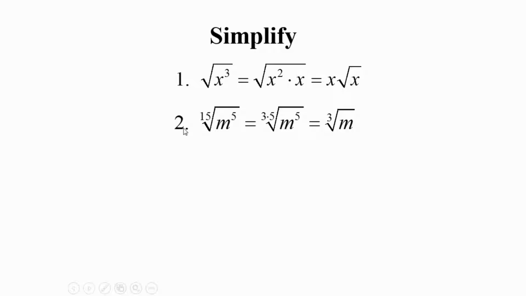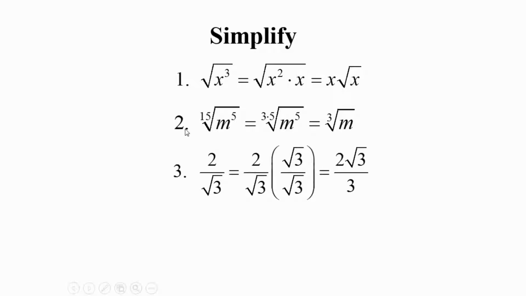Number 2, 15th root of m to the 5. Now this index has not been reduced as far as possible. The 15 as the index is written as 3 times 5, and then m to the 5. Now this 5 and this 5 can cancel, so you would have the cube root of m. Now you're done.